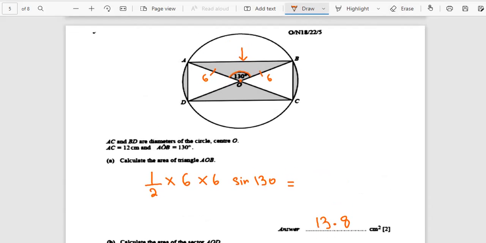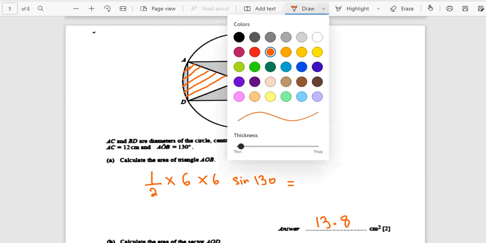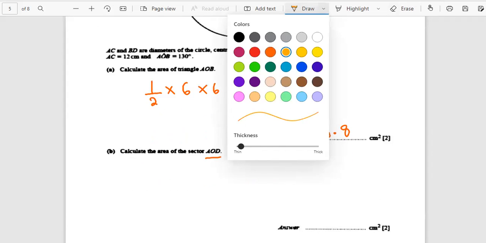Where is the sector? Okay, here it is A, O, and D. So I am going to rub this and now I am going to focus on AOD only. I am interested in finding out the area of this sector. Now, how do we find area of any sector? We have a formula. We need to use the formula. I'll write down the formula first.